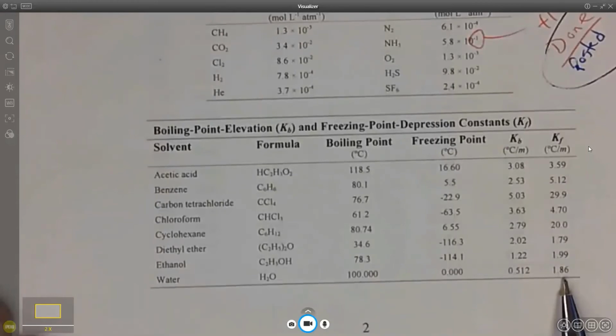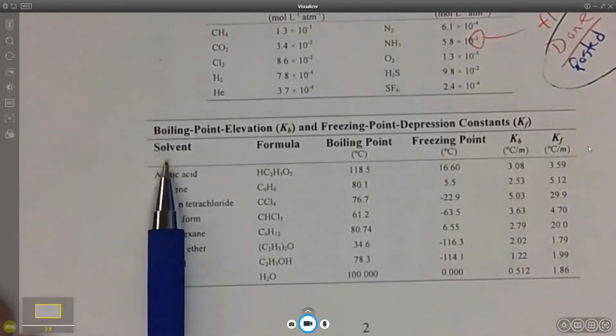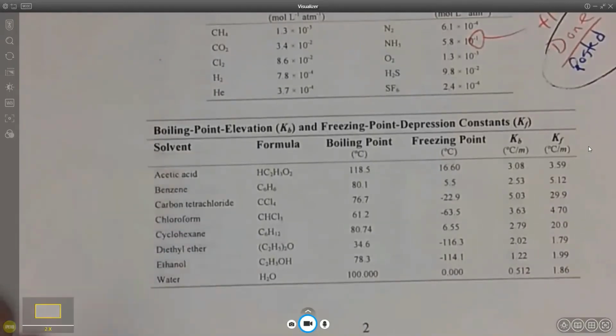Now, since we're also going to be doing the boiling point, I'm going to get the boiling point constant while I'm here too, at 0.512 degrees Celsius per molal. Okay, so again, you will always be given this table. I'm not expecting you to memorize any of these values, but you have to understand that it only has to do with the solvent. It has nothing to do with the solute, a colligative property.